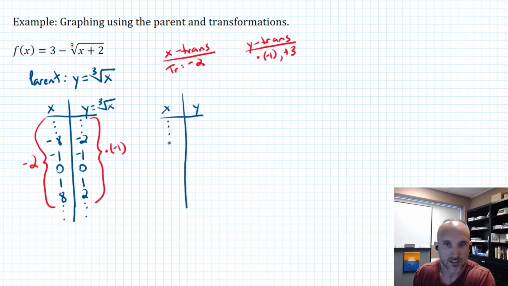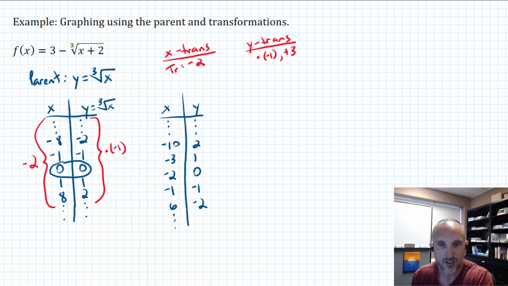So we get new x values of -10, -3, -2, -1, and 6. By the way, 0, 0 is our reference point that we'll keep track of. Our y values are just going to change signs and become +2, +1, 0, -1, -2. So -2, 0 is our new reference point. But we still have to add 3 to the new y value, so we have to do one more step here.